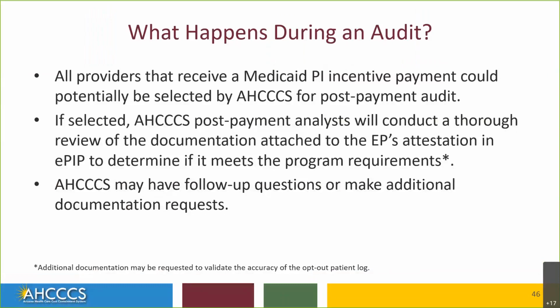So we're going to be discussing the audit findings and just what happens during an audit. All providers that receive a Medicaid PI incentive payment could potentially be selected by Access for post-payment audit. If selected, Access post-payment analysts will conduct a thorough review of the documentation attached to the ePIP attestation and ePIP to determine if it meets the program requirements. Additional documentation may be requested to validate the accuracy of the opt-out patient log. Access may have follow-up questions or make additional documentation requests during that audit. Next slide.